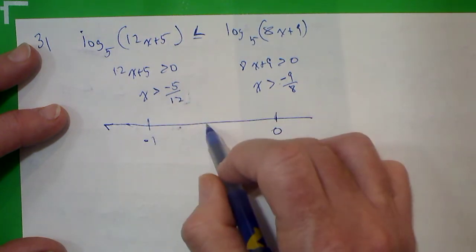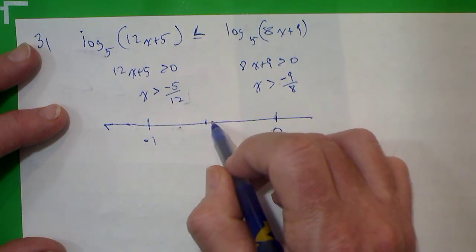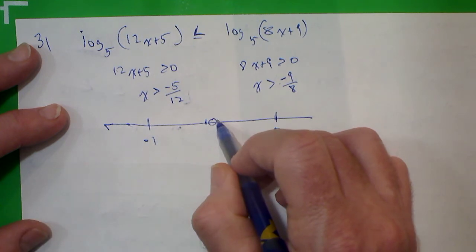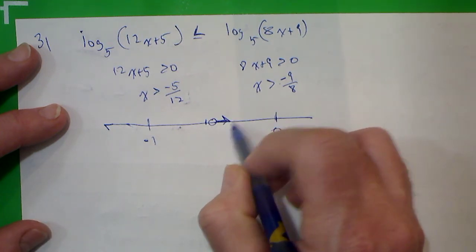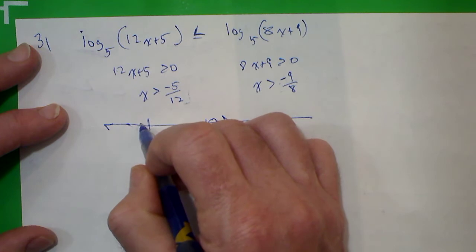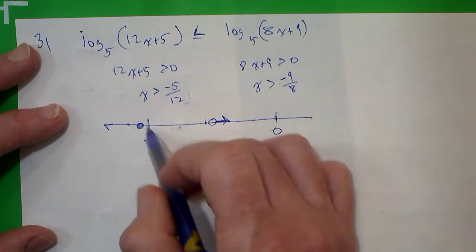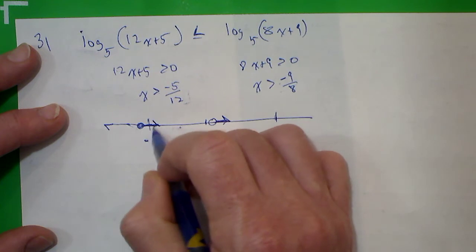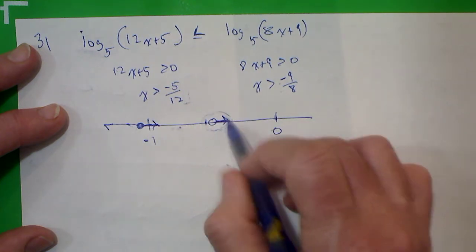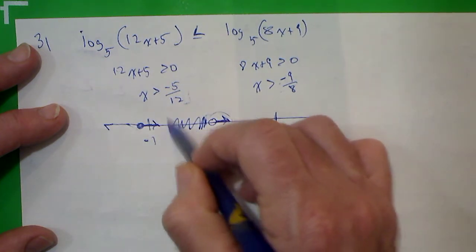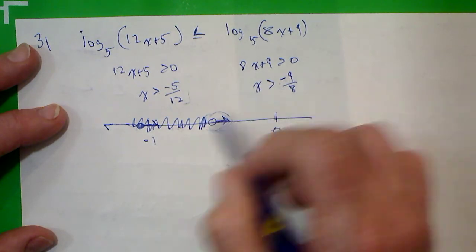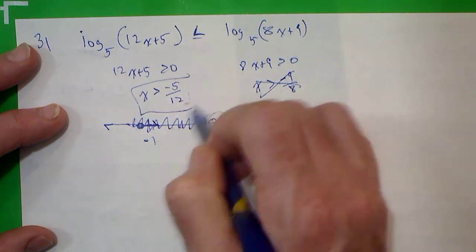6/12 is a half. So this is just to the right of a half. So the solution has to be greater than that. And negative 9/8 is over here, right? Negative 1 and 1/8. So the solution set has to be greater than that. Well, if the solution set has to be greater than this, then none of these can be the answer. So that one doesn't matter, that one does.